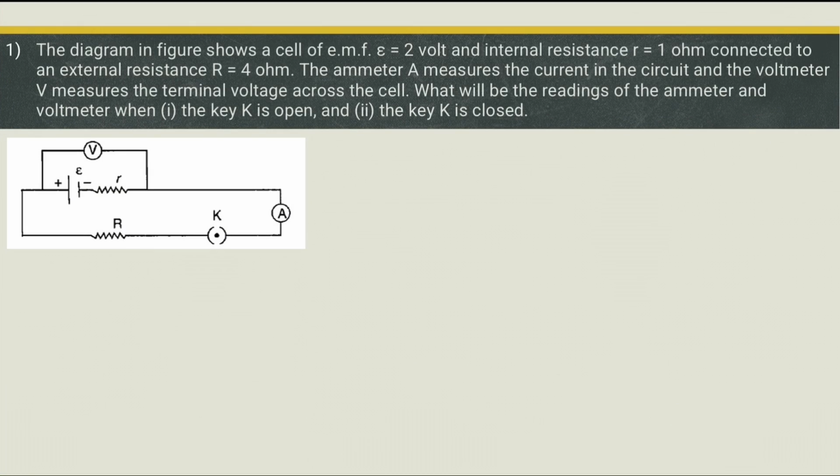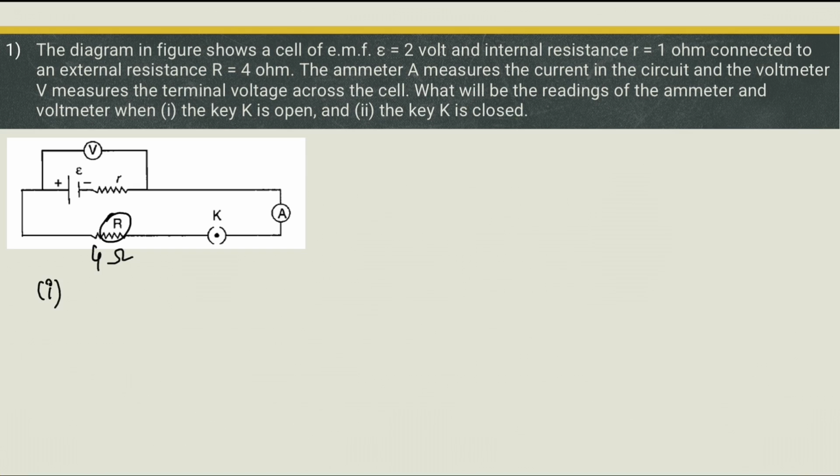So first question. The diagram in the figure shows a cell of EMF 2 volt and internal resistance 1 ohm connected to an external resistance R equal to 4 ohm. So the value of this resistance is 4 ohm. The question is, what is the reading of ammeter and voltmeter when the key is open?